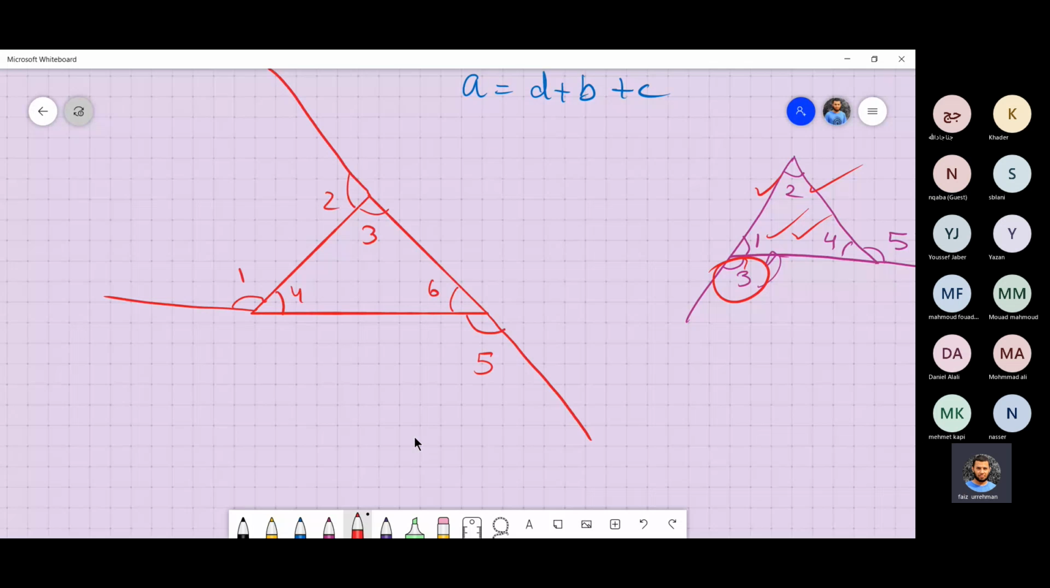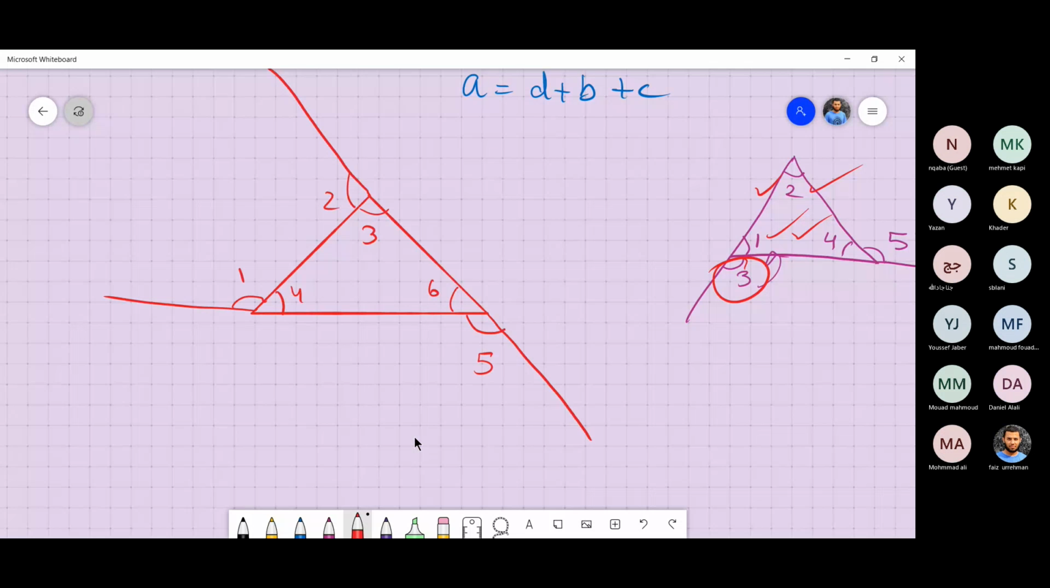Now what is the interior angle for 2? 3, because it is next. They are close to each other. Okay. What is the interior angle for 5? 6, because they are near. What is the exterior of 3?